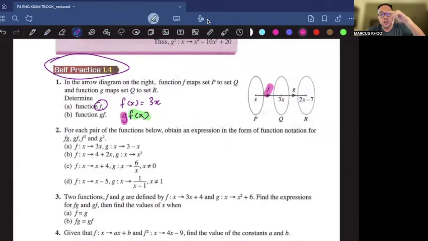So actually gf(x) is very simple. gf(x) equals 2x minus 7. To understand this simply, after both functions, this is the end result. The first function is f, so you map from x to 3x. The second function is g, so you map from 3x to 2x minus 7. You combine both, gf(x): you start from x, push it through the two functions, and at last you get 2x minus 7.